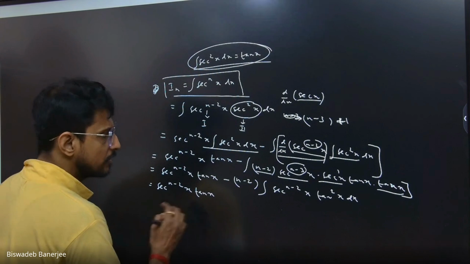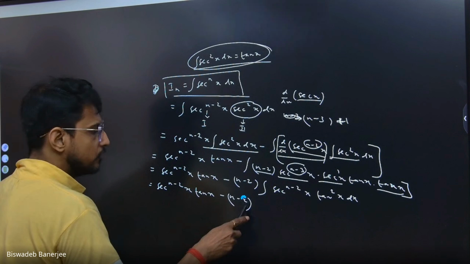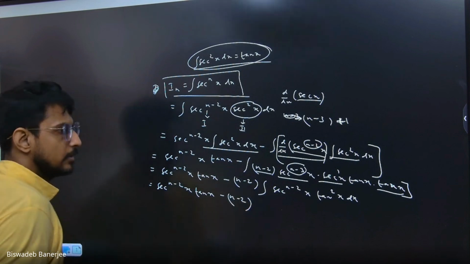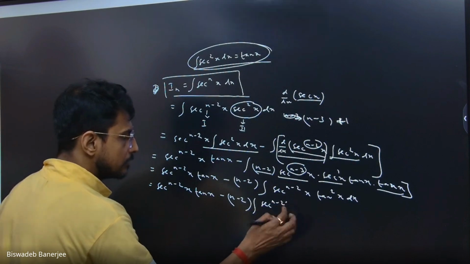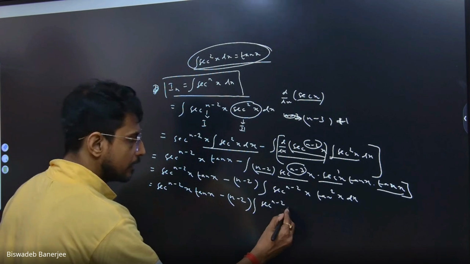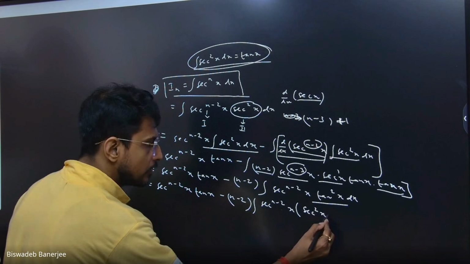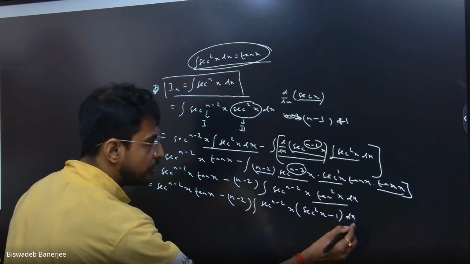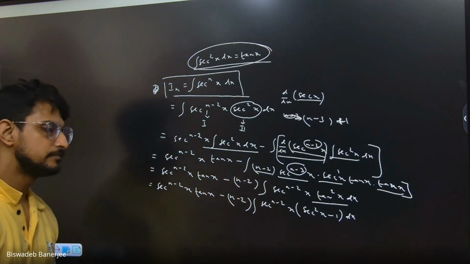This remains as it is, n minus 2. Again, write down tan square x as sec square x minus 1. As before, write down tan square theta as sec square theta minus 1. We know this theory.